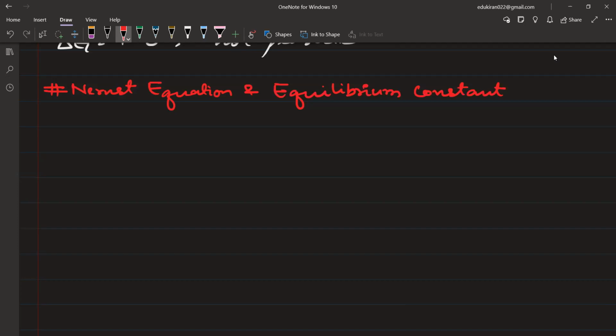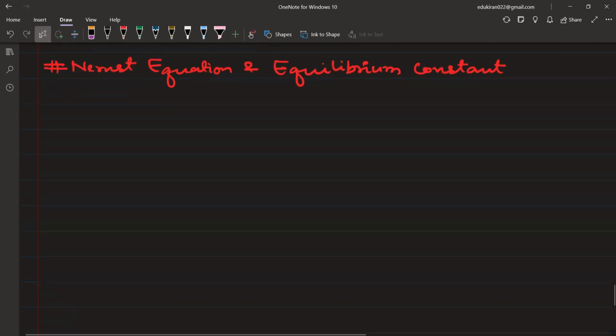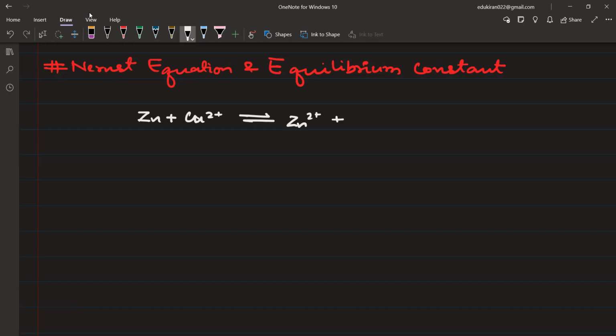So what happens in equilibrium? Nothing happens at equilibrium. And if nothing is happening at equilibrium, that means my cell is not working. My cell reaction is not working. Why? Because this reaction, for example, if I have the zinc and copper cell, has achieved equilibrium. Zinc plus copper 2 positive giving me zinc 2 positive and copper. The whole reaction has become reversible in nature. That is why there is no electron flow, and no electricity also. At equilibrium, nothing happens.